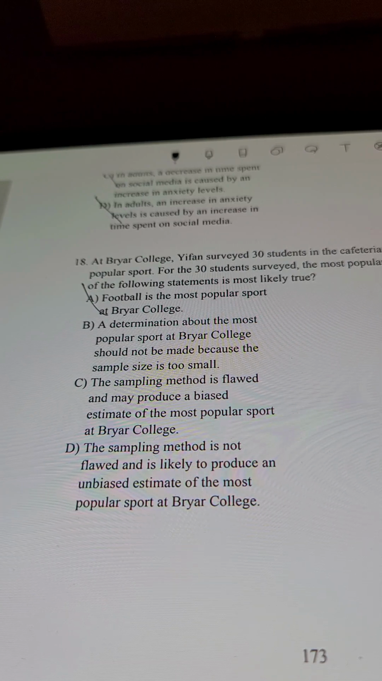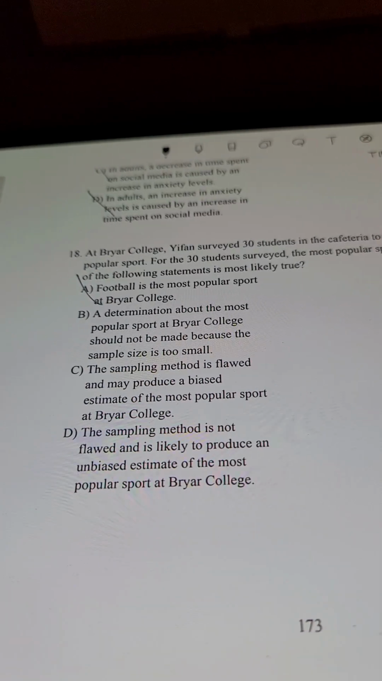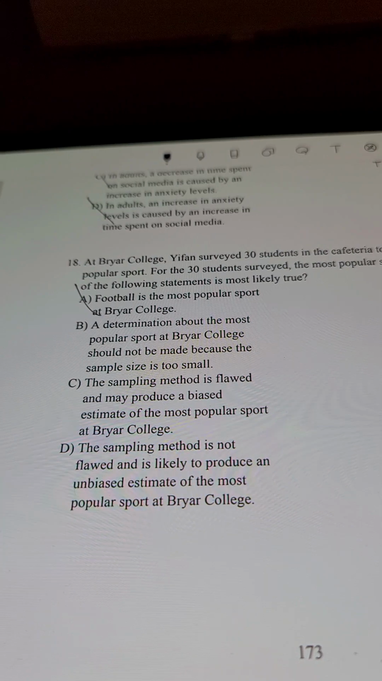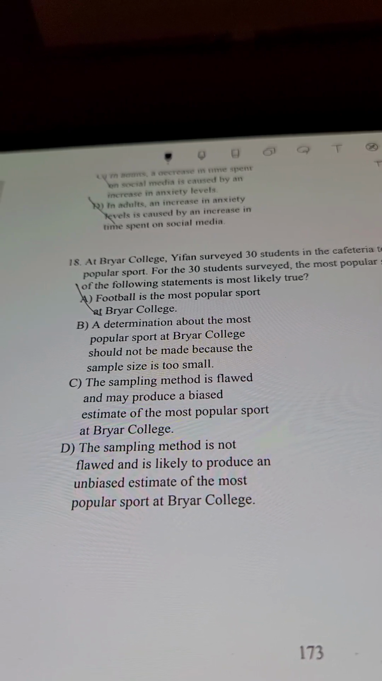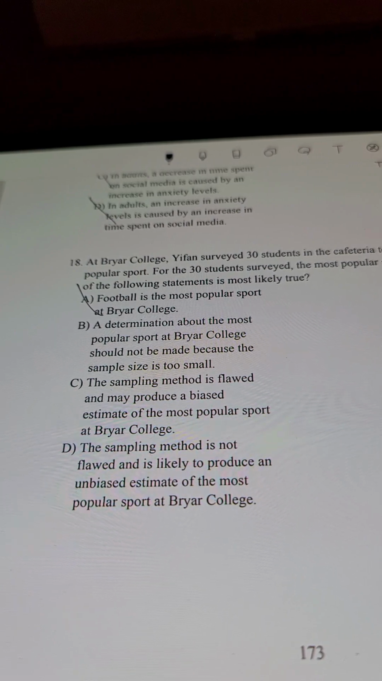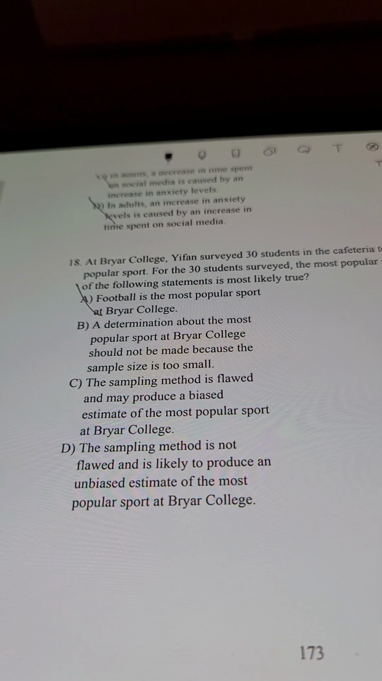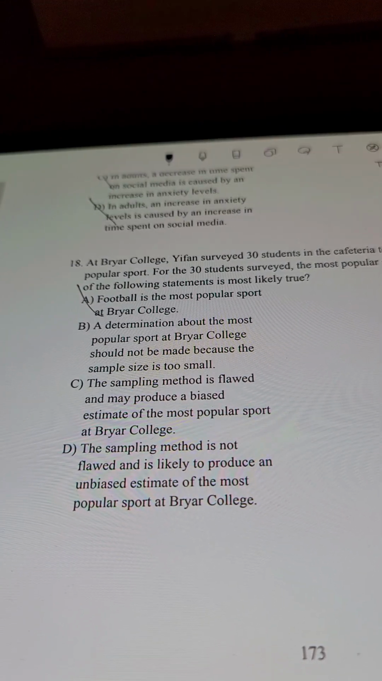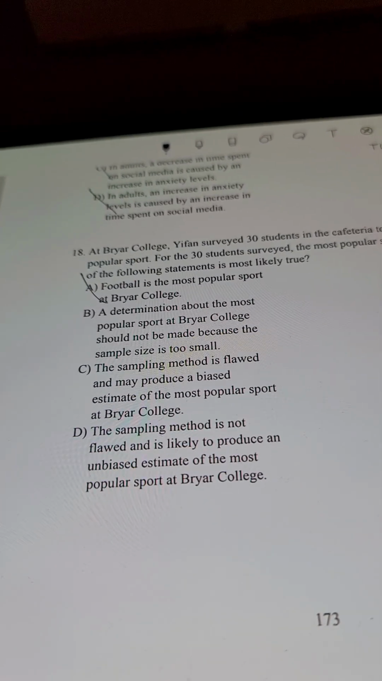So B is saying you basically shouldn't say what is the most popular sport because the sample size is too small. Now, while the sample size is pretty small, I would say that it's more of an issue of where Yifan was conducting the survey and how it was very specific to that one particular place, which is probably not representative of all the different students, because who knows what is specific about that cafeteria that could be different. It just opens up room for bias. So it's probably not the sample size, but we're gonna keep going.